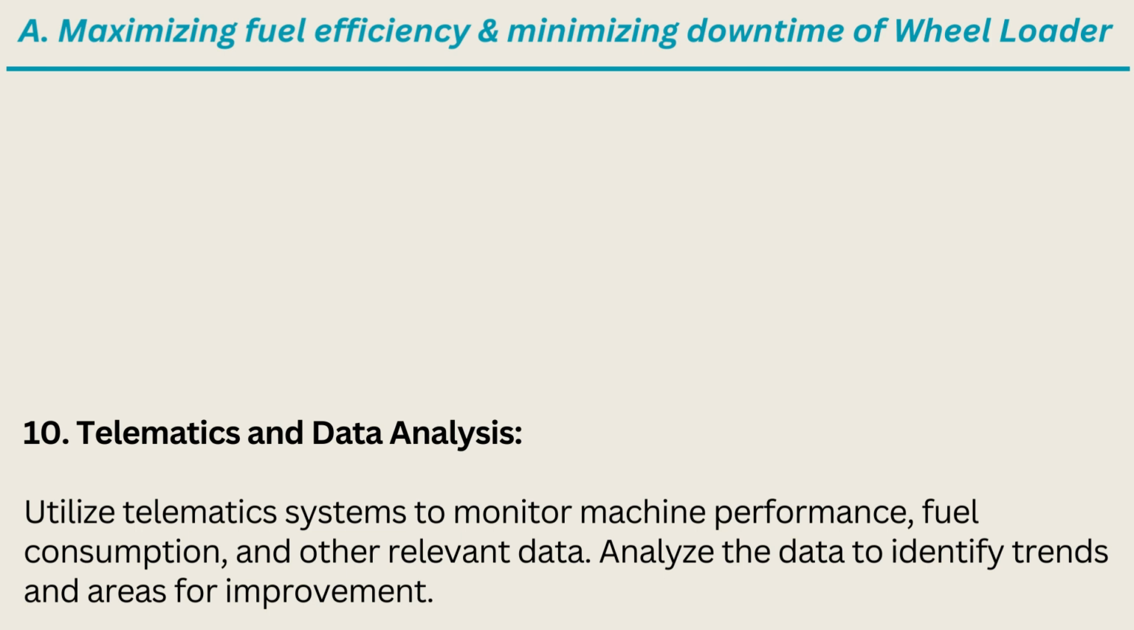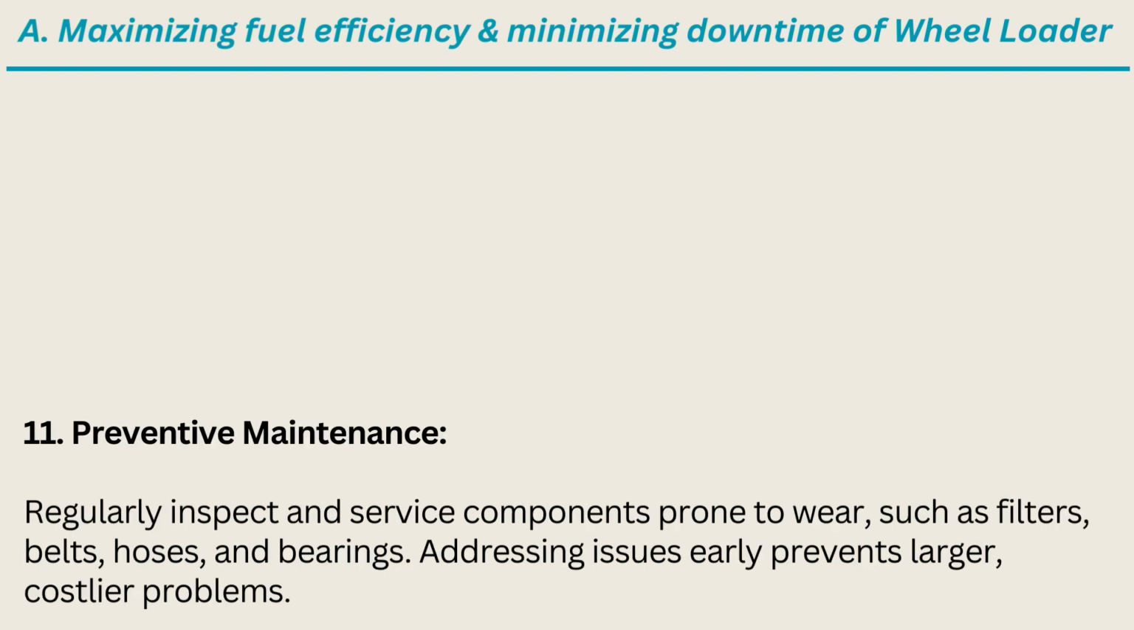10. Telematics and data analysis. Utilize telematics systems to monitor machine performance, fuel consumption, and other relevant data. Analyze the data to identify trends and areas for improvement. 11. Preventive maintenance. Regularly inspect and service components prone to wear, such as filters, belts, hoses, and bearings. Addressing issues early prevents larger, costlier problems.